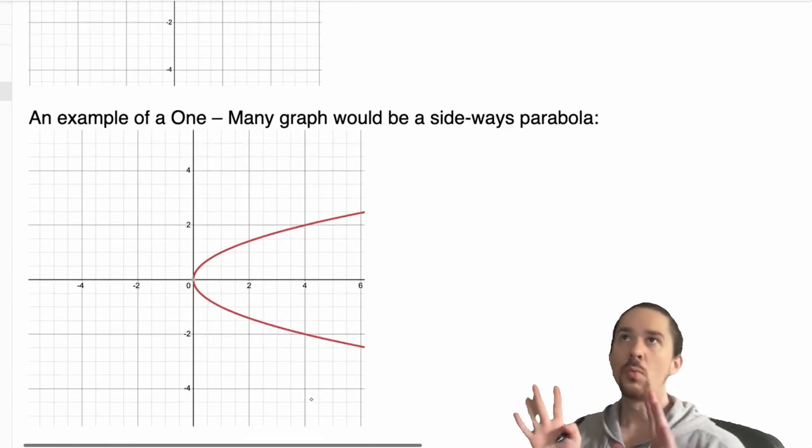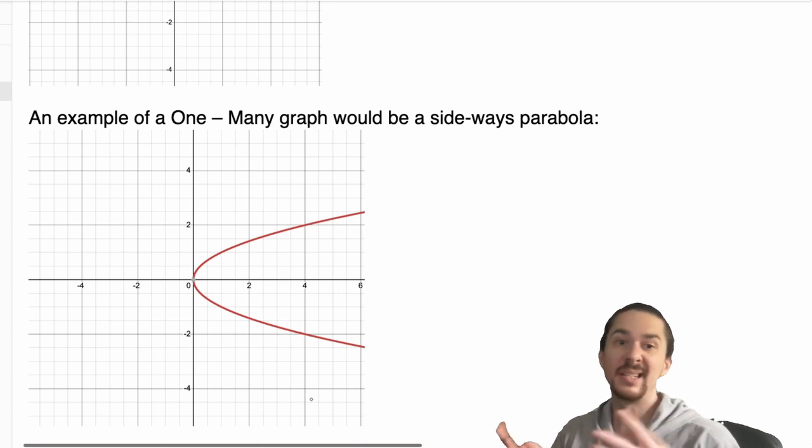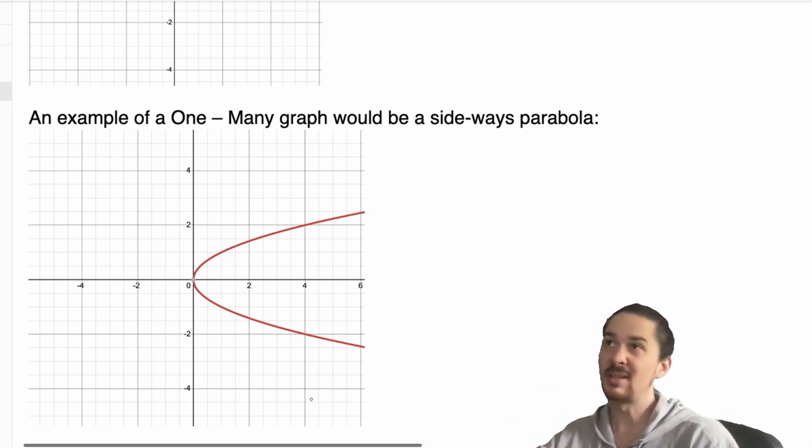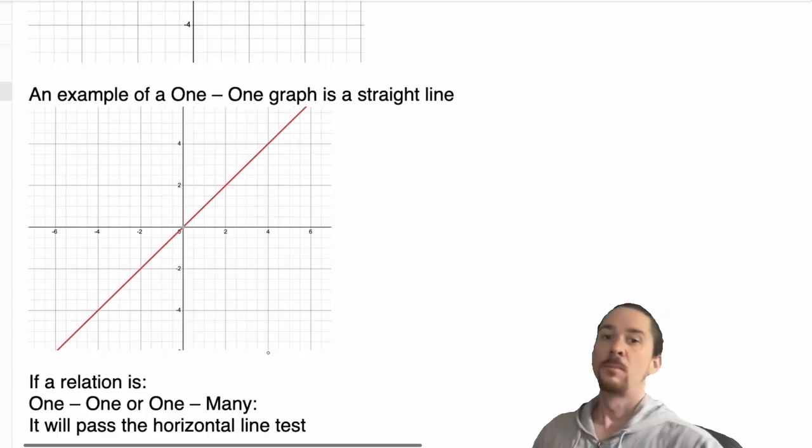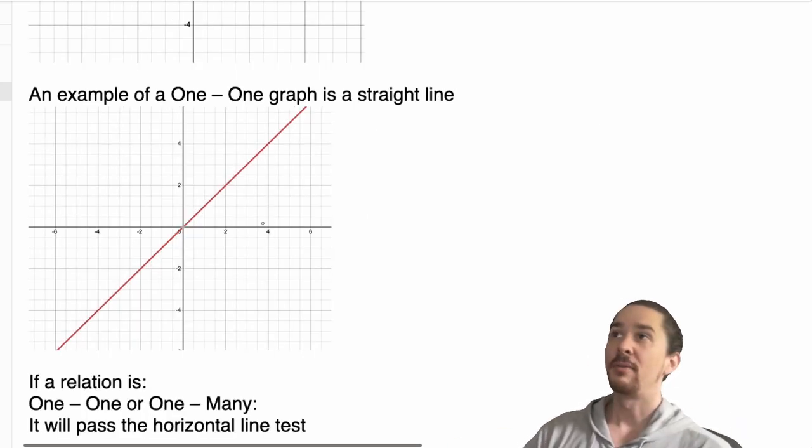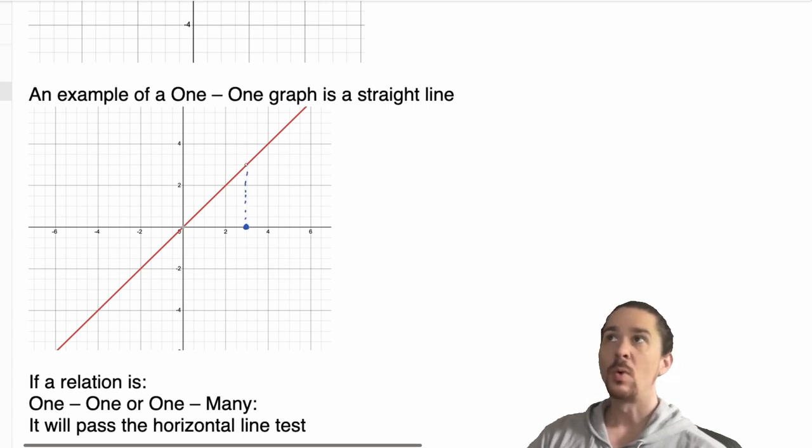Here's an example of a one-to-many graph, and you can see it's the same one. I've just turned it sideways. So one x value could give us many y values. And finally, a one-to-one graph is a graph where one x value gives us one y value, or one y value would give us one x value.